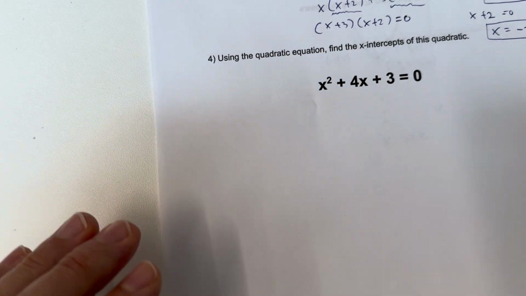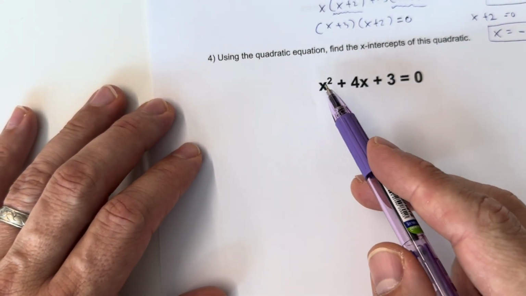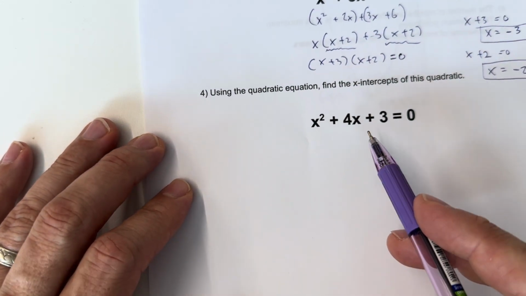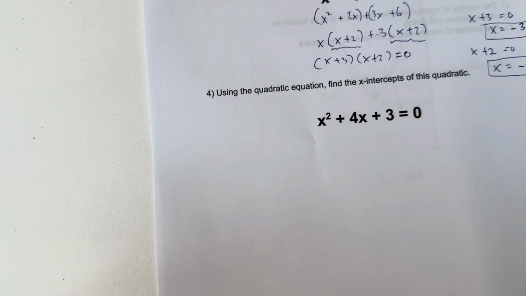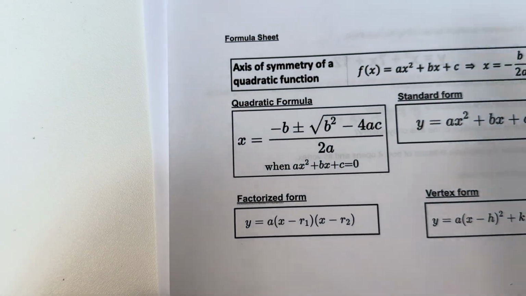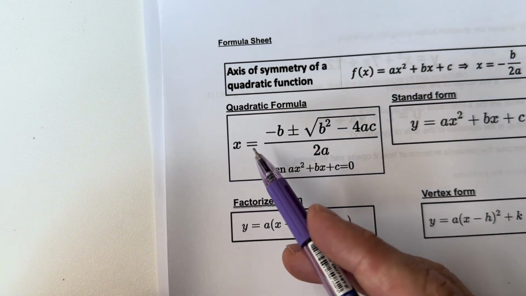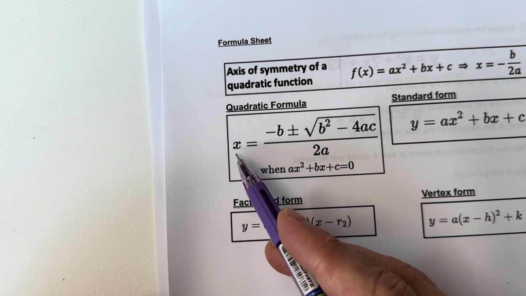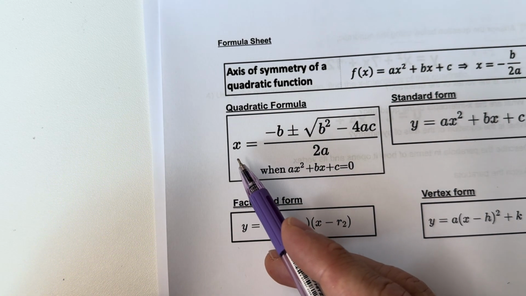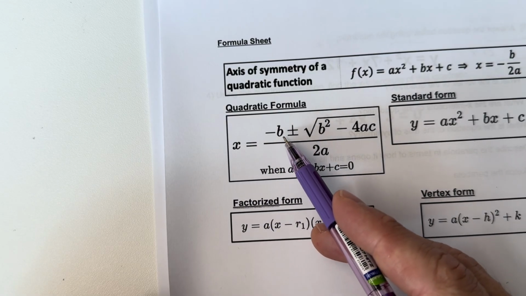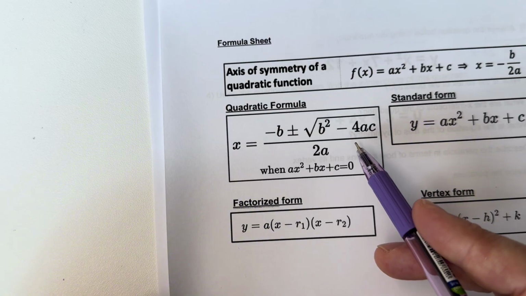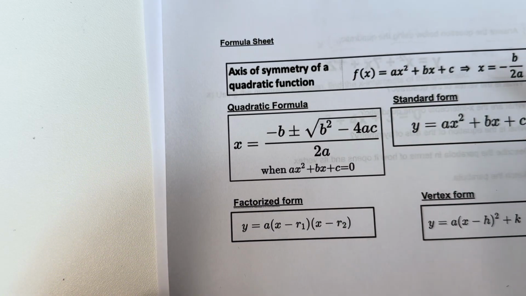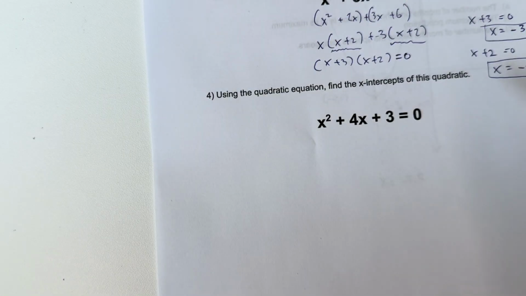Moving on. It says use the quadratic equation to find the x-intercepts of this quadratic. Okay, so the quadratic equation, I'll give that to you. It's right here, right? So this will give you the x-intercepts, the roots, the solutions. We've been talking about these a lot. It's negative b plus or minus the square root of b squared minus 4ac over 2a. It's just a substitution game and some careful calculation.